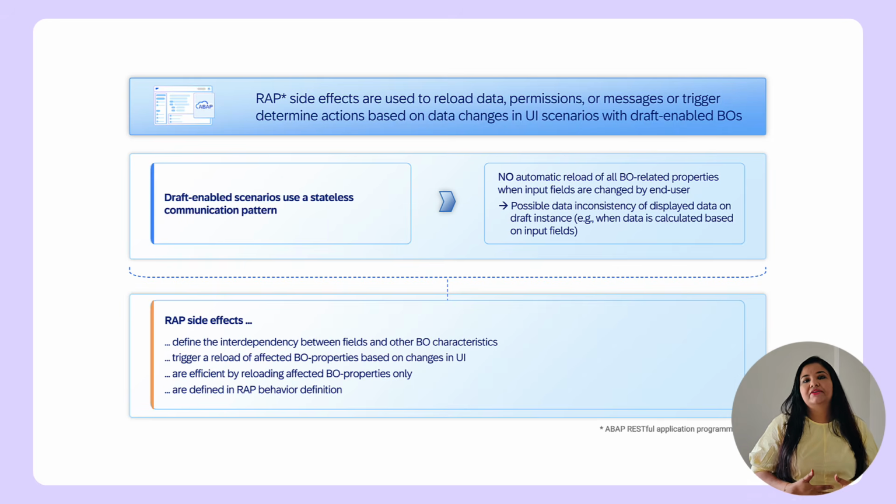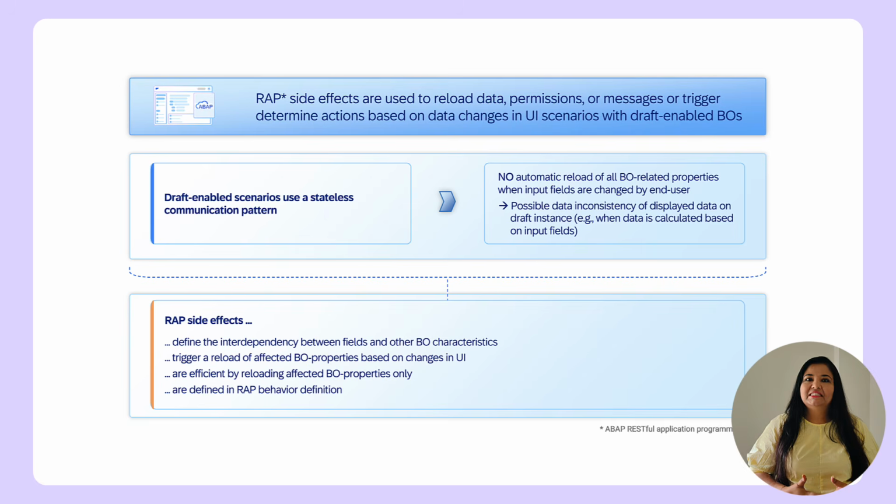RAP allows side effects to be triggered by field changes, actions, determine actions, entity changes, events, and recommendation functions. Whenever one of these sources is triggered, RAP can refresh the affected targets automatically. A side effect can refresh specific fields or fields of an entity, permissions and feature control, associated entities, messages, and the entire entity instance itself. This selective refresh keeps the application efficient because RAP reloads only what is necessary rather than the entire business object.